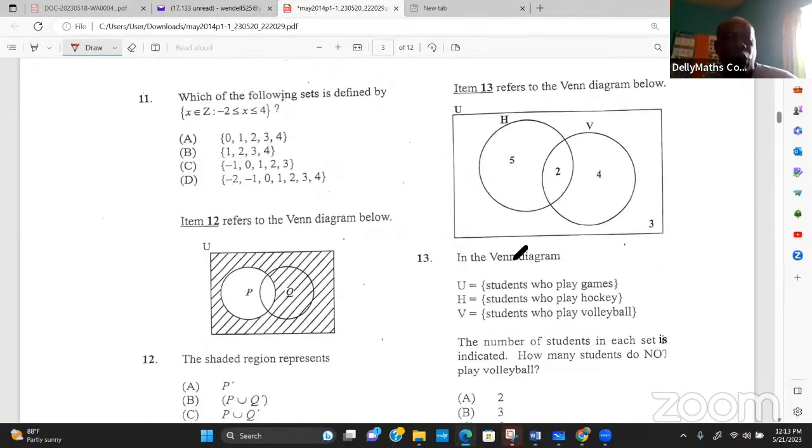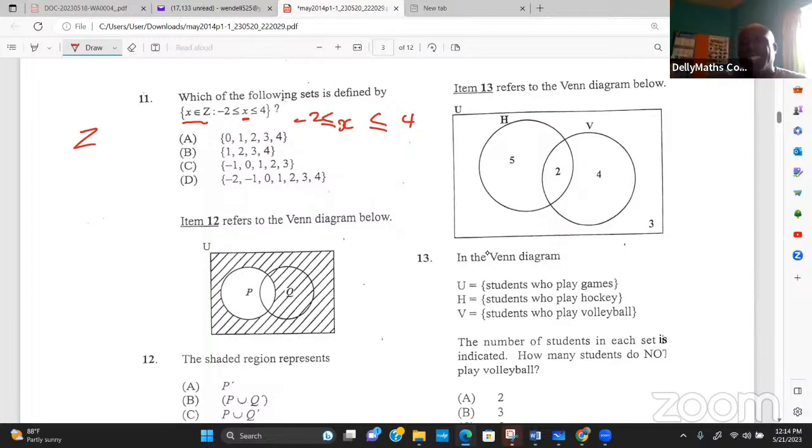All right. So now we're going to question 11. Question 11 says, which of the following sets is defined by, and this is just saying that x is an integer. The symbol for integer is that little Z looking thing. So you read from where the x is. You're saying x is less than or equal to 4, but that same x is greater than or equal to -2. Which means that you want to come from -2 all the way to 4.